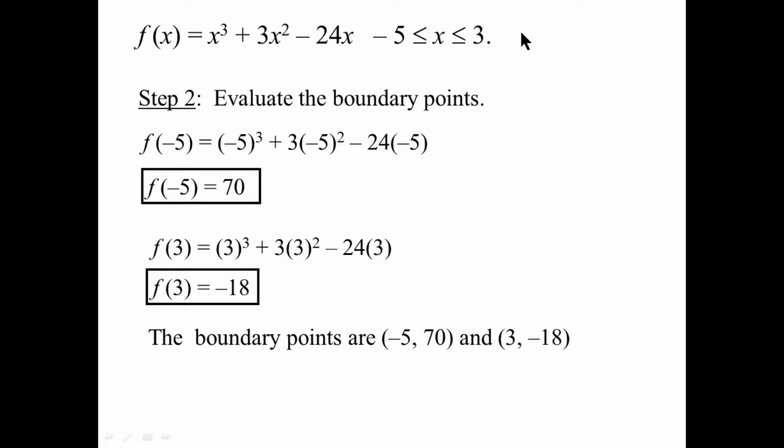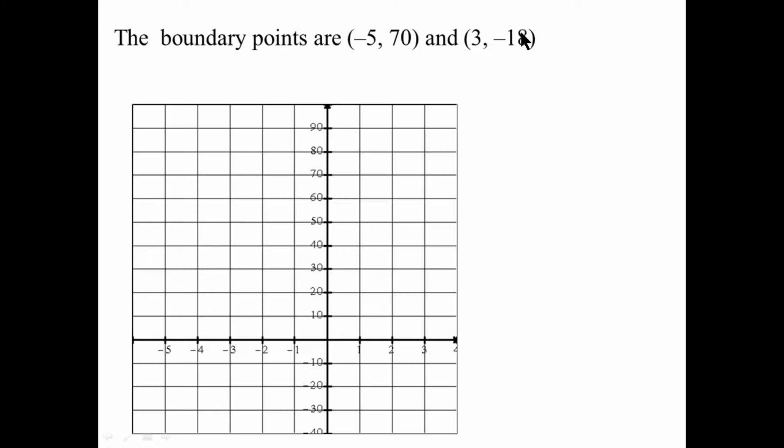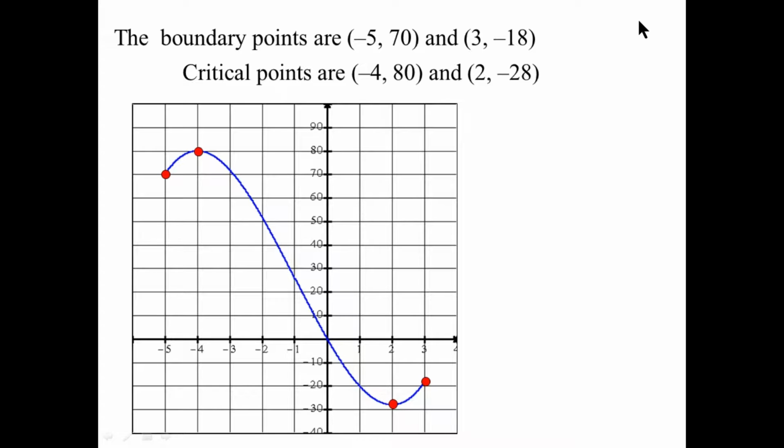So we've got 2 boundary points, and we've got 2 critical points to consider. The boundary points, -5, 70, located there, and 3, -18, located there. And the critical points that we found, -4, 80, located there, and 2, -28, located there. Join them together into our cubic, label our graph, observe it, and we can see where the absolute max is and where the absolute min is over this truncated cubic.